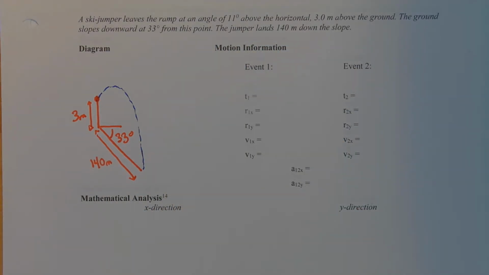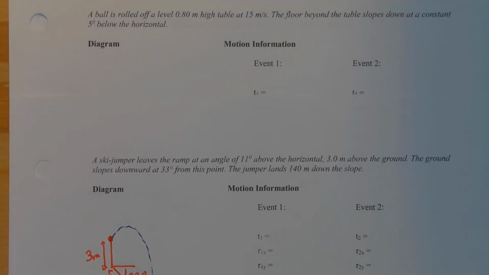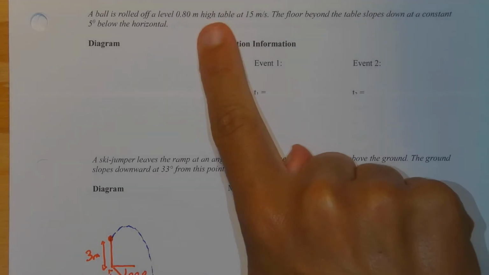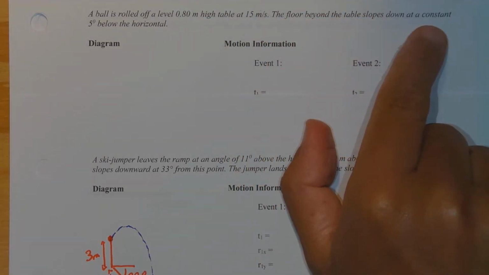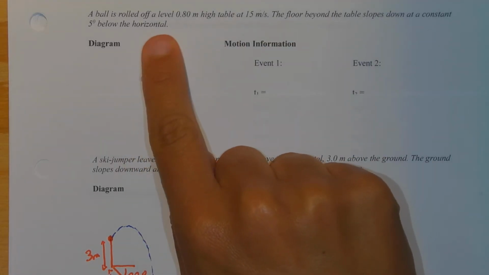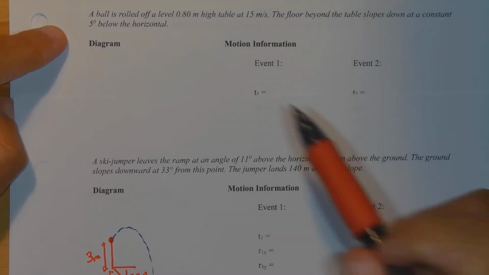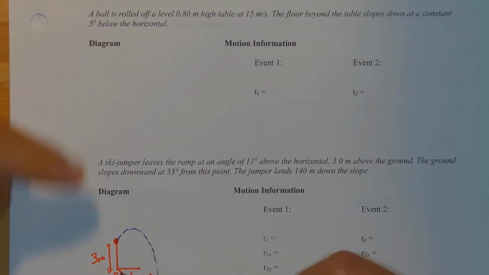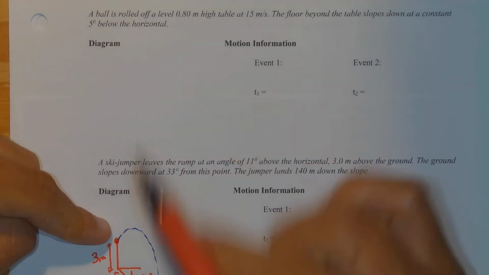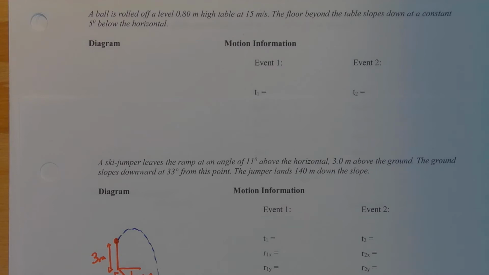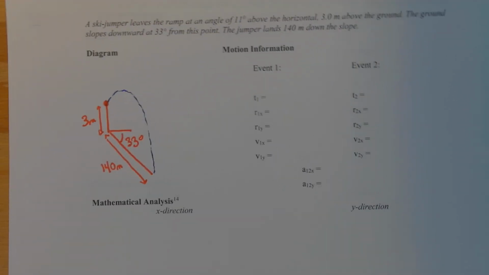Okay, and you have to fill out the table completely. This is similar to an earlier problem in which you have a ball rolled off of a high table at 15 meters per second. The floor beyond the table slopes downward at a constant 5 degrees below the horizontal. So if this was the problem with the table, it's a 0.8 meter high table, so this distance would be the 0.8, and this would be the floor sloping down. In this case, this angle would be 5 degrees. So you can use that to help you when you solve the problem with the ball and the table.